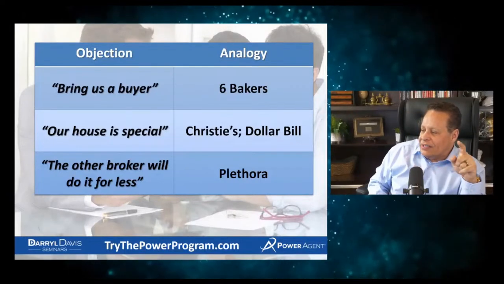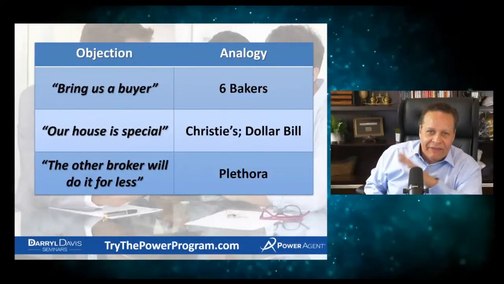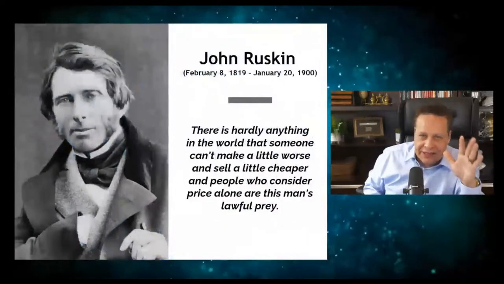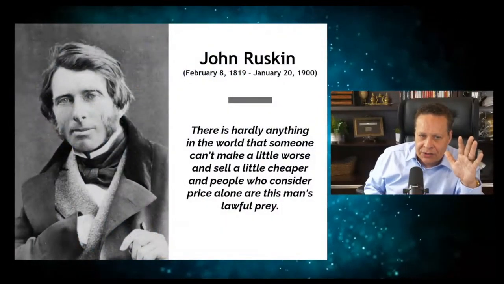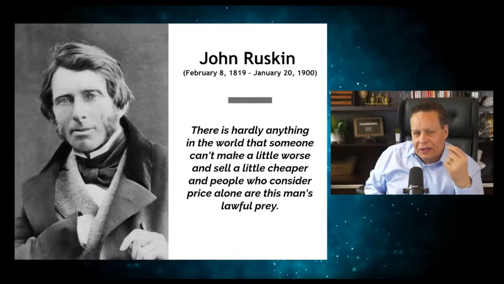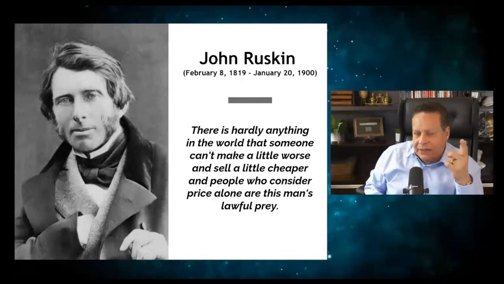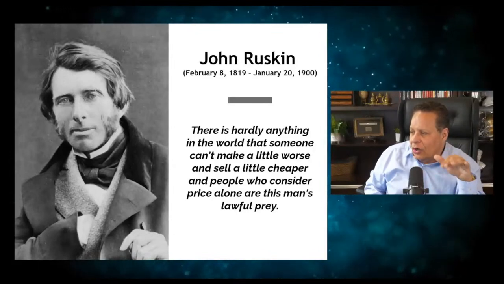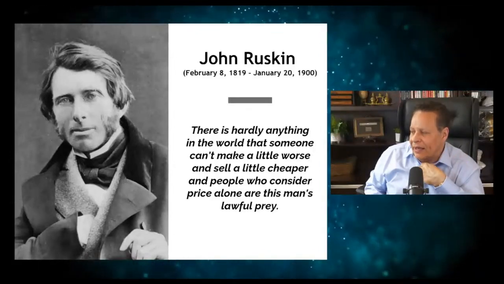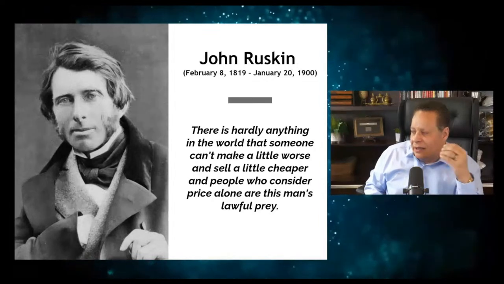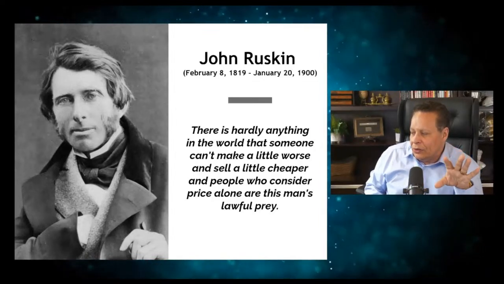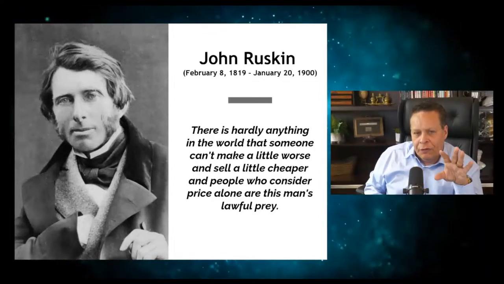The other broker said they'll do it for less. I've got a plethora of these, so let me go through when they say the other agent will do it for less. John Ruskin was a philosopher, a writer, a doctor, who died in 1900. He said, there is hardly anything in the world that someone can't make a little worse and sell a little cheaper, and people who consider price alone are this man's lawful prey.